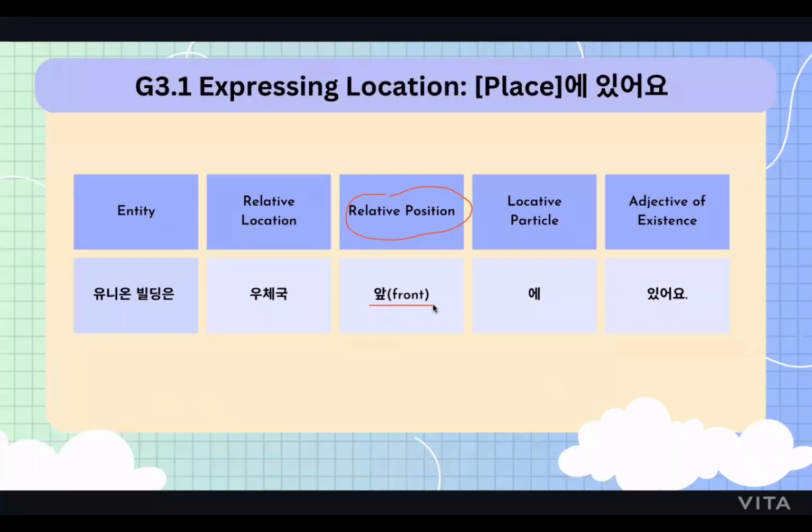So relative position it means 뭐뭐 앞이라는 표현으로 you can say that between relative location and locative particle you can put it relative position. So 뭐뭐 앞이라는 표현을 쓸 수 있겠죠. 자, 그래서 유니온 빌딩은 우체국 앞에 있어요. 여러분, look at this relative position, okay? 자, this is up.